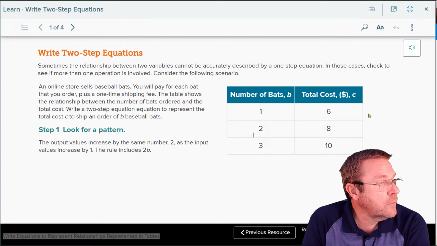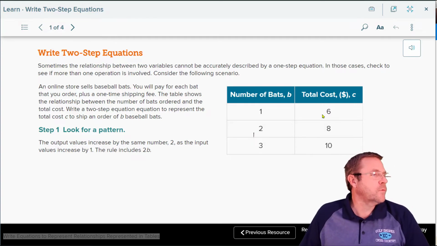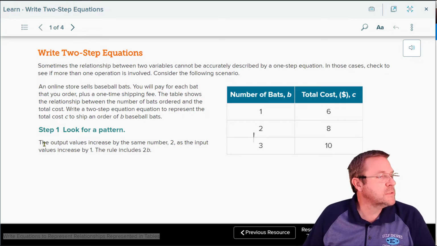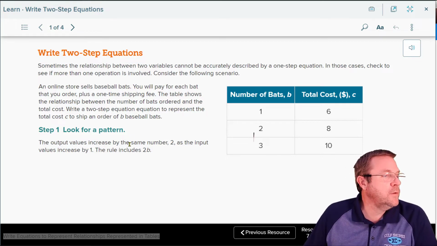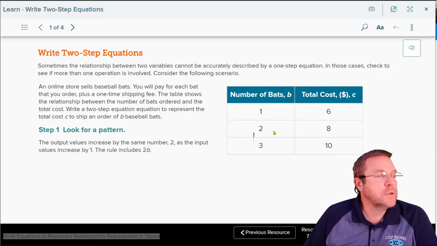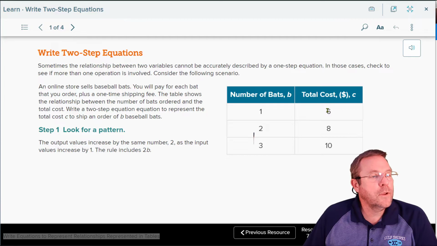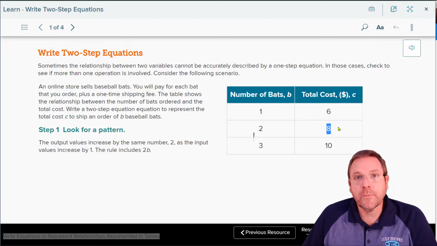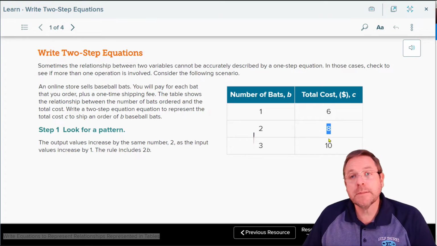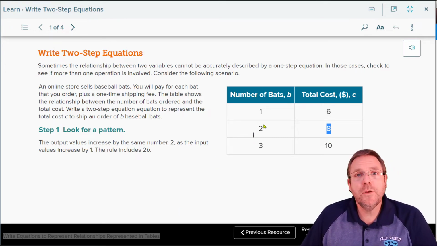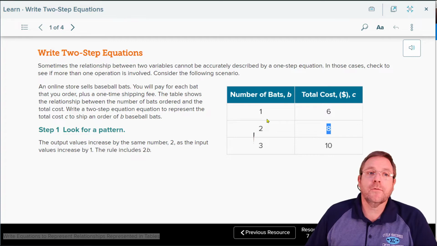The output variables increase by the same number, 2, as the input variables. It says look for a pattern, and in the pattern your output values increase by the same number, 2, as your input increases. So if you go here, it goes from 6 to 8. 6 plus 2 is 8. It goes from 8 to 10. 8 plus 2 is 10. So what do you think your plus or minus is going to be here? It's going to be 2. And that's going to be a really good place to start in figuring out how to solve these problems.